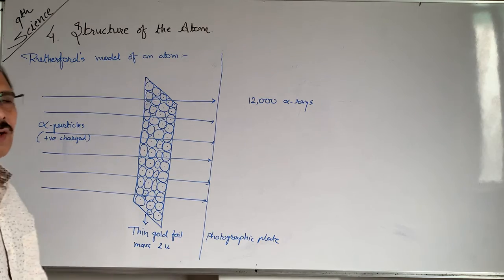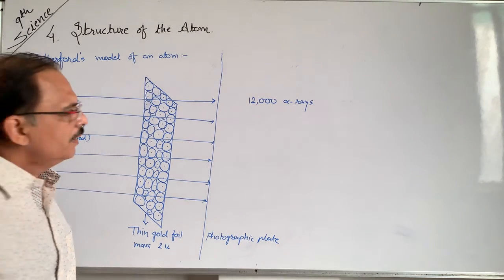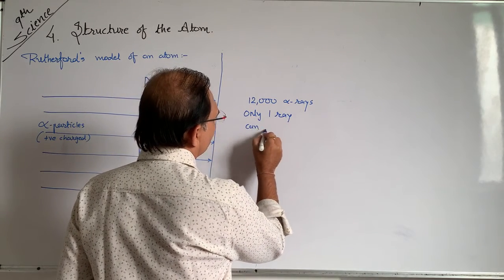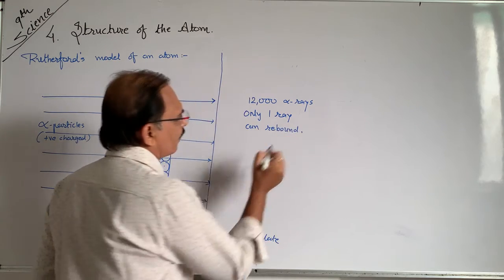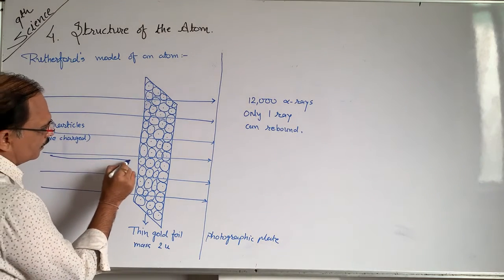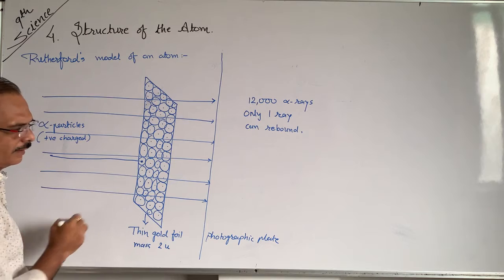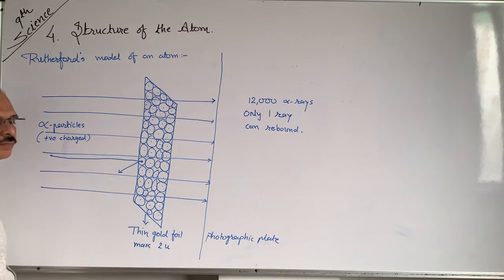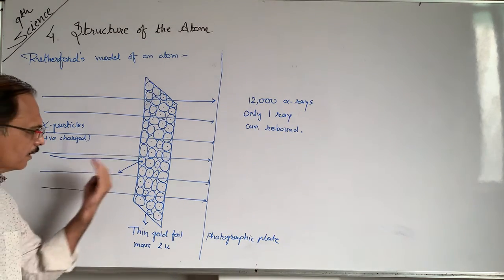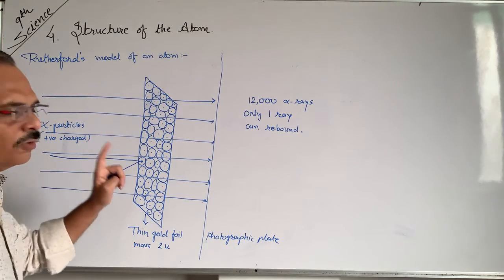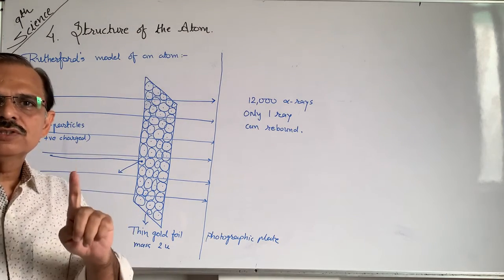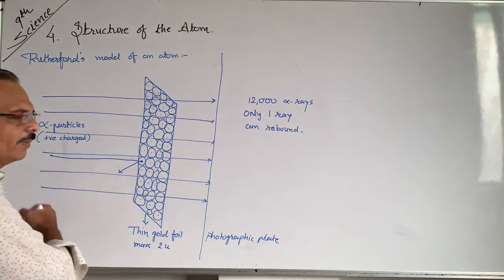Out of these 12,000 alpha rays, he found that only one ray rebounds. It means, suppose one ray like this is incident on this nucleus, then it can rebound. When one ray strikes the nucleus, it can rebound. Why? Because the nucleus contains some positive particles. Alpha particles are also positive. Positive and positive repel each other, and so it rebounds.